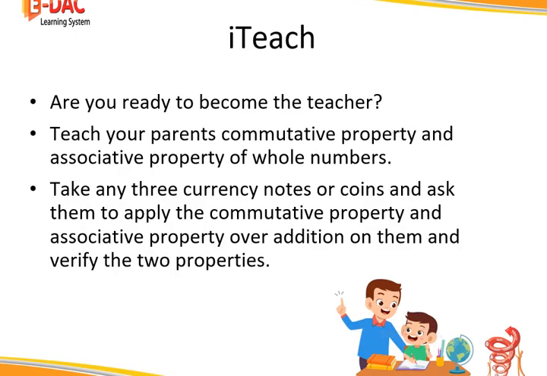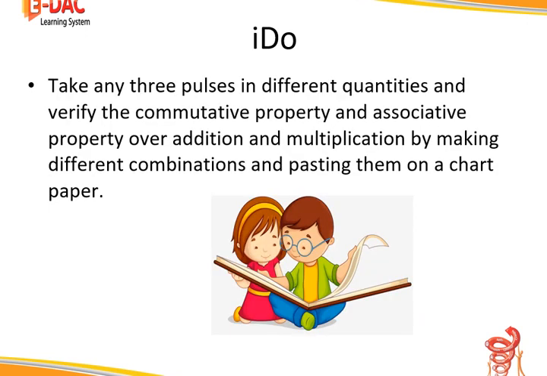So are my teachers ready? Teach your parents the commutative property and associative property of whole numbers. Take any three currency notes or coins and ask them to apply the commutative property and associative property over addition on them and verify the two properties. So this is an activity which you have to do.